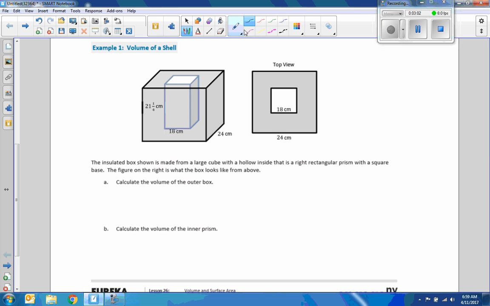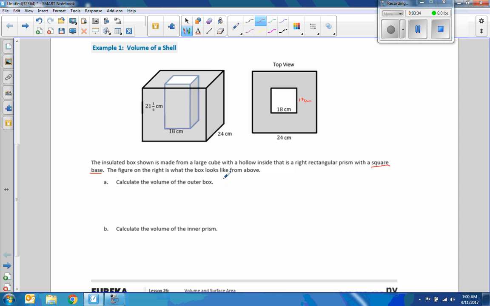Okay, here's example 1. It says volume of a shell. The insulated box shown is made from a large cube with a hollow inside that is a right rectangular prism with a square base. Okay, so there's the key. There's a keyword right there, a square base. So if this is 18, this is 18. The squares have same sides. The figure on the right is what the box looks like from above. This is an aerial view. This is a view from the side. Calculate the volume of the outer box.